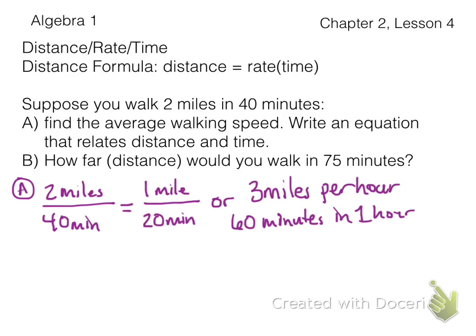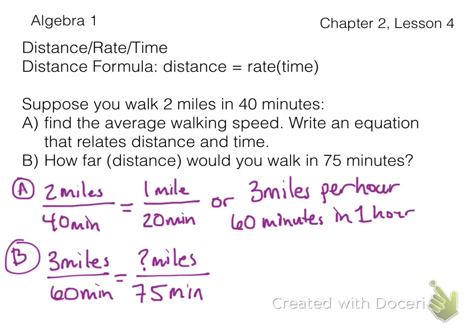So now the second question, part B, is how many miles can I walk in 75 minutes? Well, I'm going to go ahead and set up a proportion, because we're going to talk more about proportions in just a second. If I say that I can walk 3 miles in 60 minutes, but I want to know how many miles I can walk in 75 minutes, I'm going to set them equal to each other so that miles are on top and minutes are on the bottom.